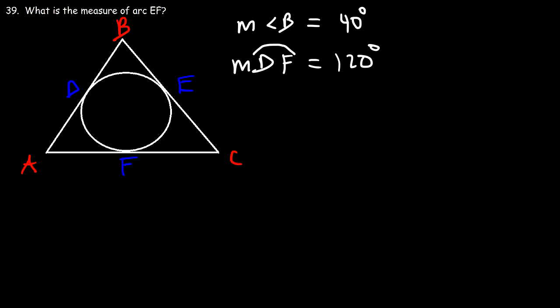39. What is the measure of arc EF? Now we're given angle B, so that's 40 degrees, and arc DF is 120. How can we use this information to calculate the measure of arc EF?